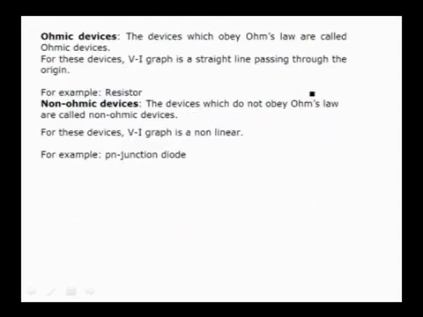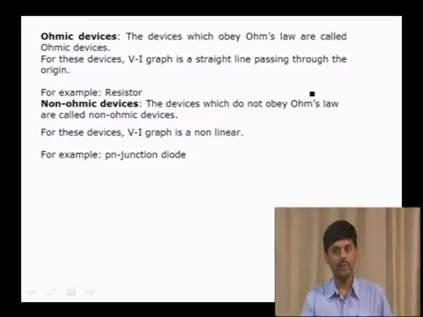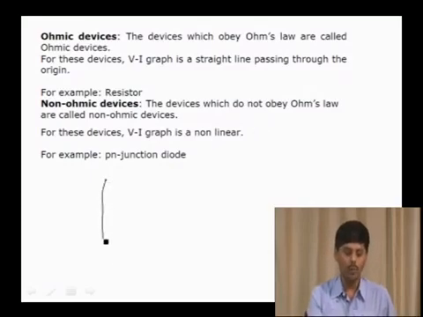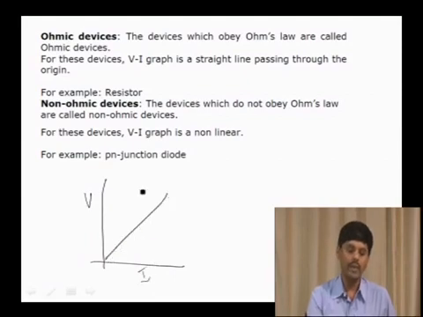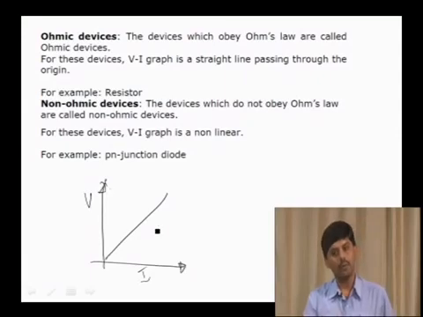Next, let us see some devices which obey Ohm's law, for example a resistor. Resistors obey Ohm's law, and such devices we refer to as ohmic devices. If you plot a graph of potential versus current, we get a linear curve. Such devices we refer to as ohmic devices.